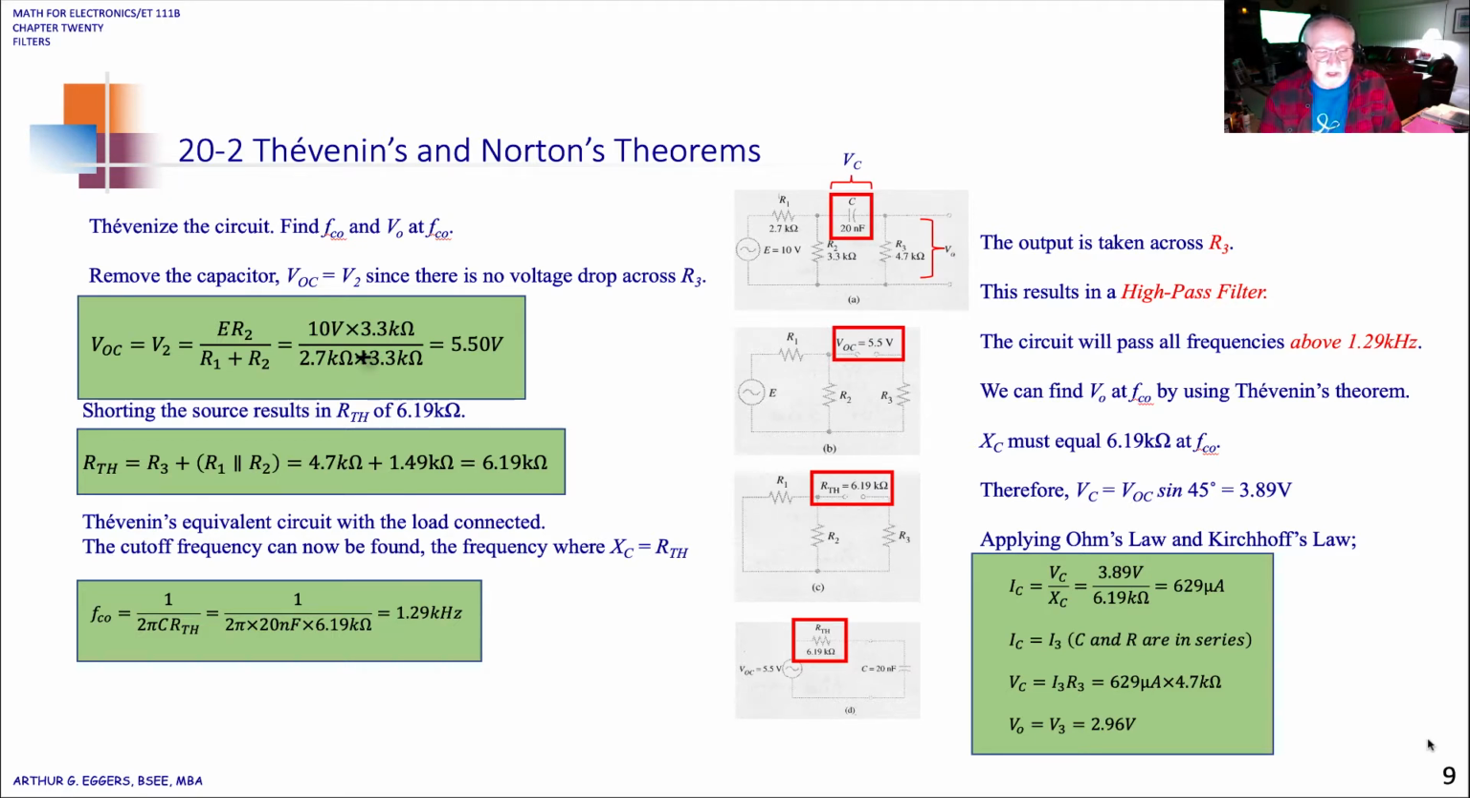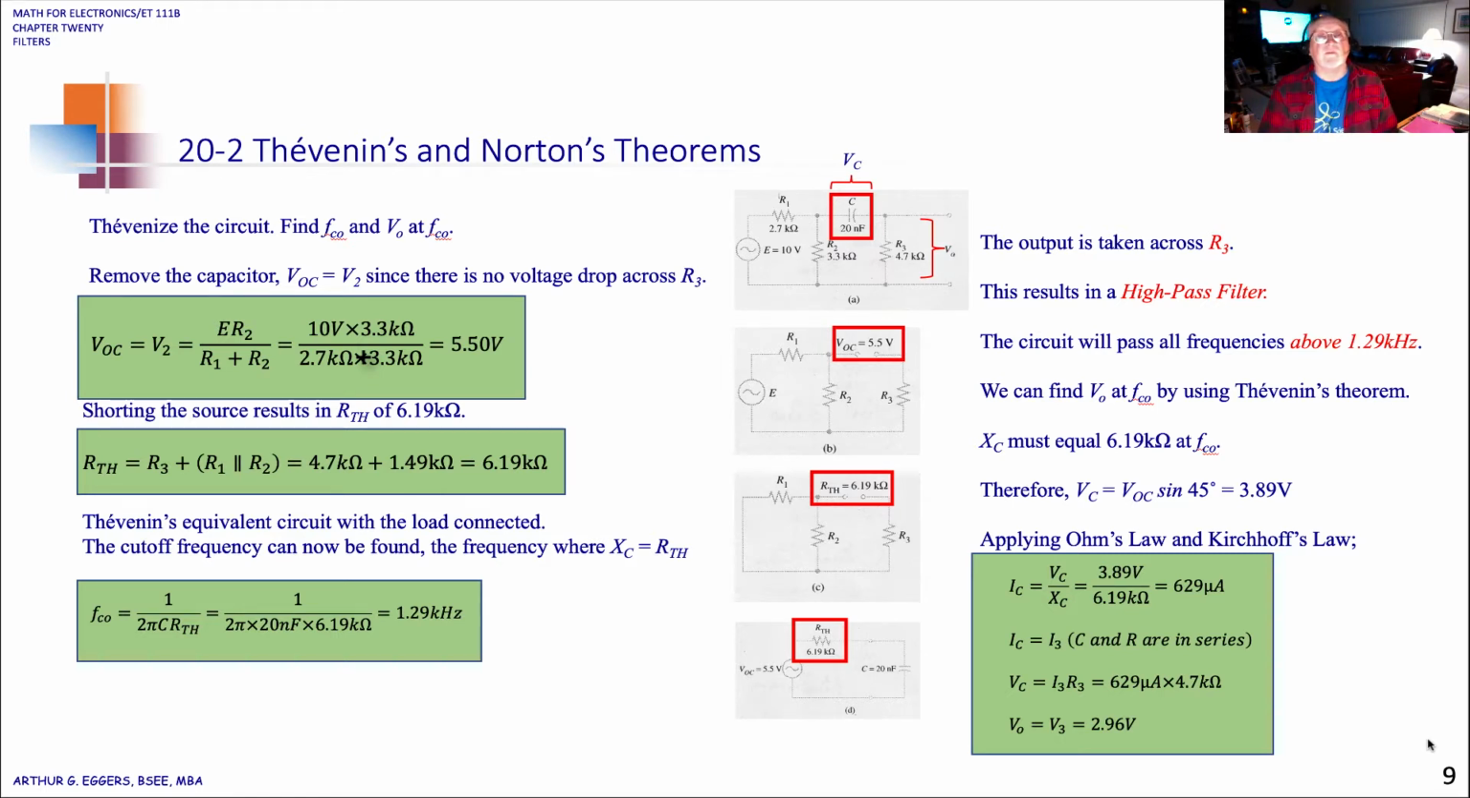If we consider that C, in this case, is the load, then the open circuit voltage and the Thevenin resistance can be found. So that's what we're going to take a look at as we work our way through this example. We're going to Thevenize the circuit, find the open circuit voltage, find the cutoff frequency, and the output voltage at that cutoff frequency.